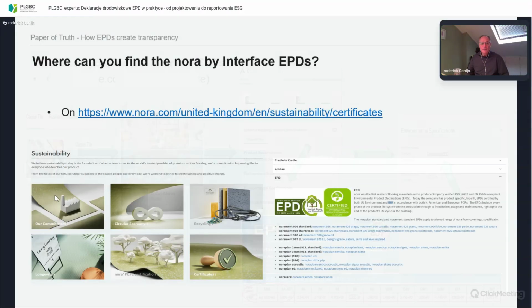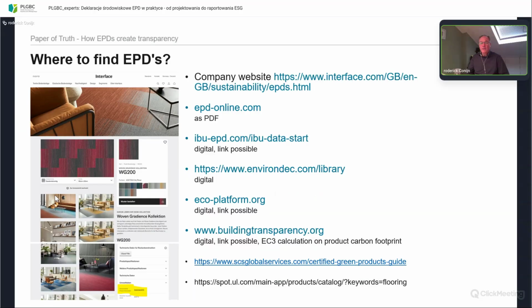Same applies to our NORA website, where you can find all the EPDs of our NORAment and NORAplan products. And here you need to click a little bit more, but it's still quite easy to find from the NORA website. Of course, there are still a lot of other websites where you can find the EPDs of all published EPDs by the different companies.